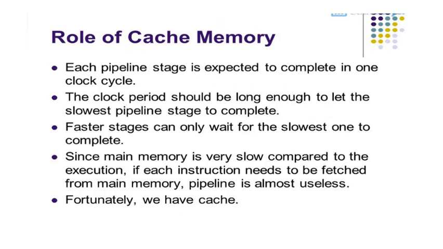Now let us discuss the role of cache memory. Each stage in a pipeline is expected to complete its operation in one clock cycle. Hence, the clock period should be sufficiently long to complete the task being performed in any stage. If different units require different amounts of time, the clock period must allow the longest task to be completed. A unit that completes its task early is idle for the remainder of the clock period.